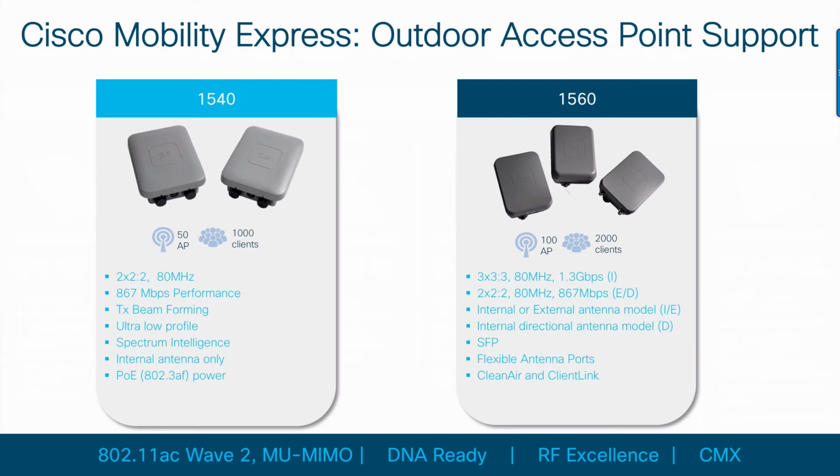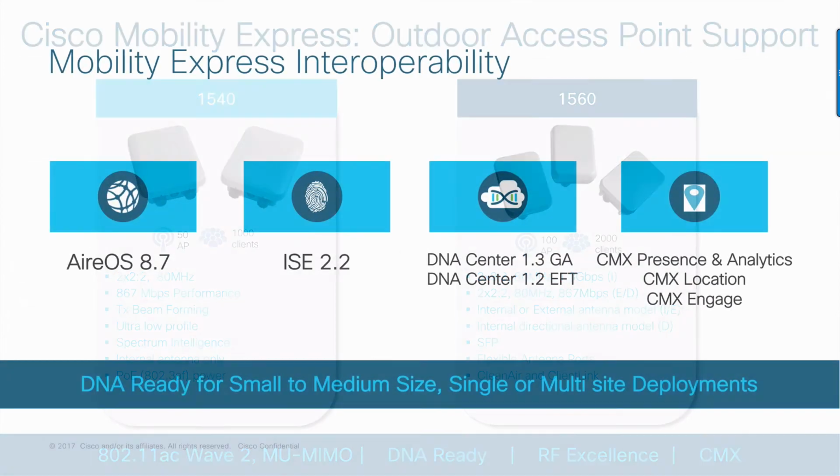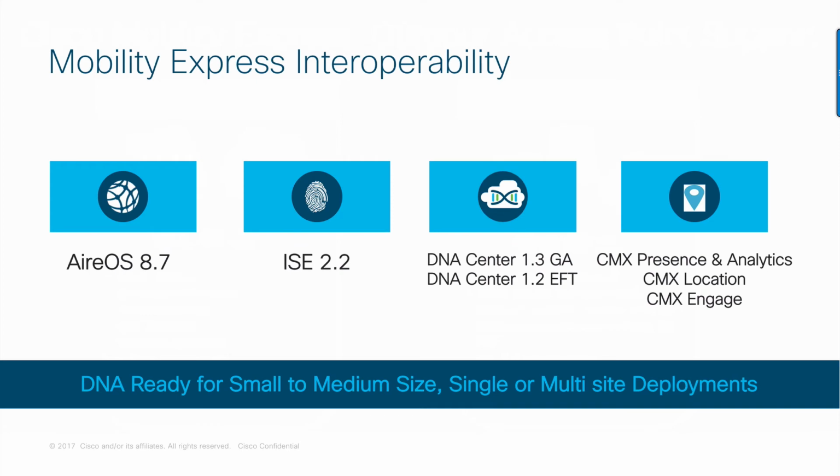In terms of the outdoor access points, Mobility Express is supported on 1540 as well as 1560. And in terms of the scale, 1540 will support 50 access points and 1000 clients, and 1560 will support 100 APs and 2000 clients. Let's now take a look at the interoperability matrix for Mobility Express.